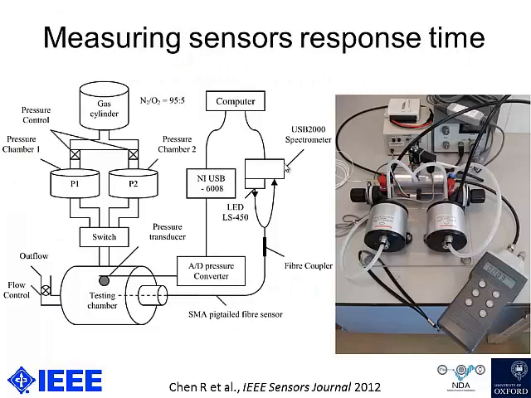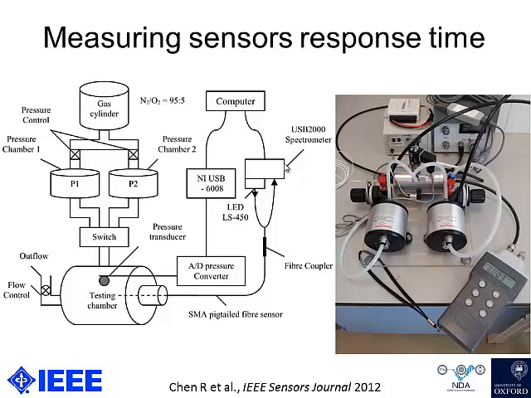And when we wanted then to move on to measuring the sensors' response time, we used, again, an apparatus that has been used before. Here we have two pressure chambers, P1 and P2, which feed gases at different pressures into a testing chamber at the bottom, and we can control the change in pressure with a switch.